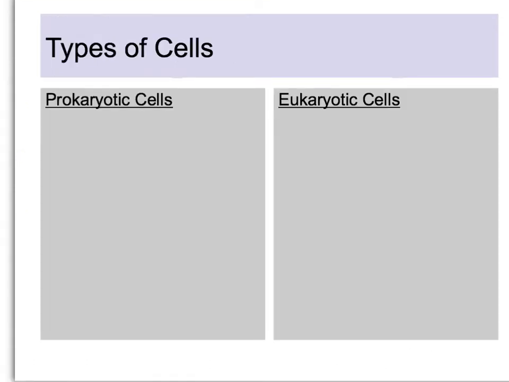We are going to talk about two types of cells in this class. The two types of cells we're going to discuss are prokaryotic cells and eukaryotic cells. We're going to list some characteristics of each. Number one, prokaryotic cells tend to be smaller than the eukaryotic cells. Not always, but in general, that's one thing to look for. Another thing is that prokaryotic cells don't have a nucleus. The nucleus is the place of the cell that holds the genetic material, or the DNA. Eukaryotic cells do have a nucleus.